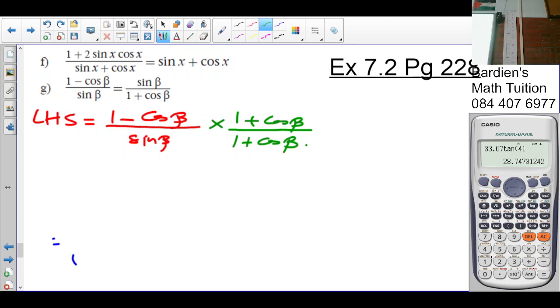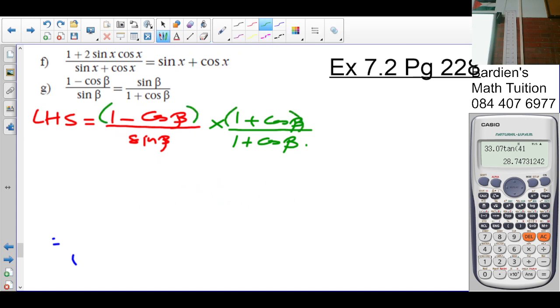So you should see here 1 minus x times 1 plus x. What would this simplify into? 1 minus x squared. Not so? The difference of two squares there. Now the same rule can apply here.